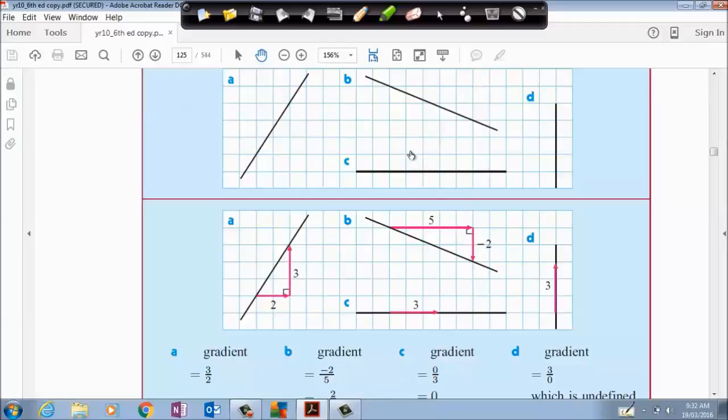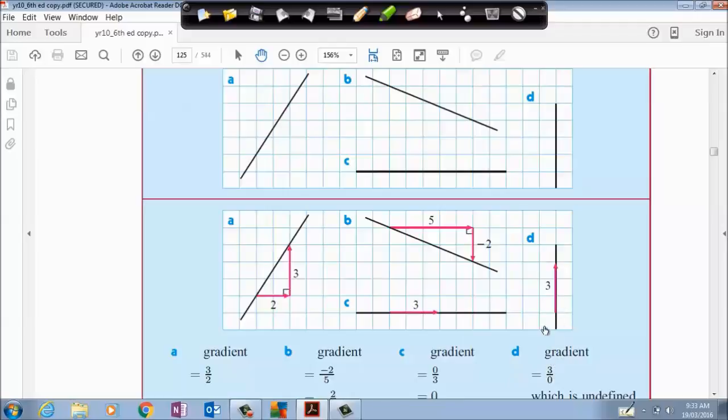For part C, it is a horizontal line. The rise is 0 and the run is 3. Looking at this arrow here, they've gone across 3, and so 0 on 3 is 0. That makes sense because the slope of a horizontal line is 0. The slope is referring to the steepness, and we're saying it has 0 steepness.